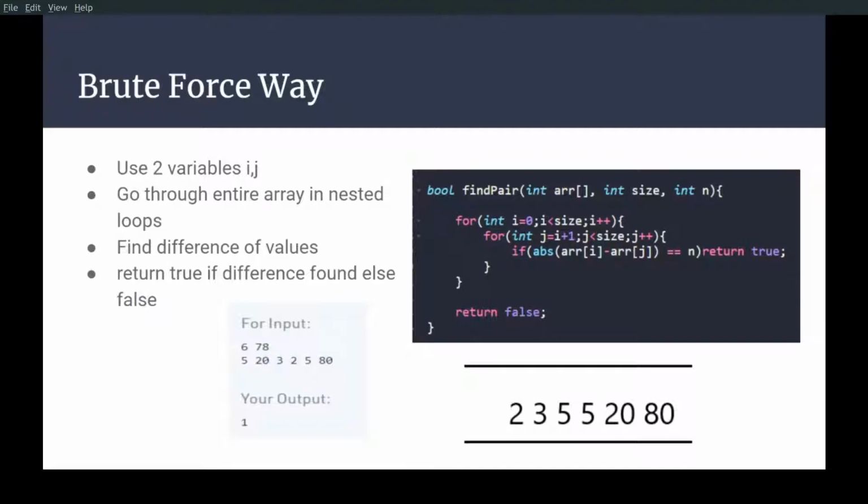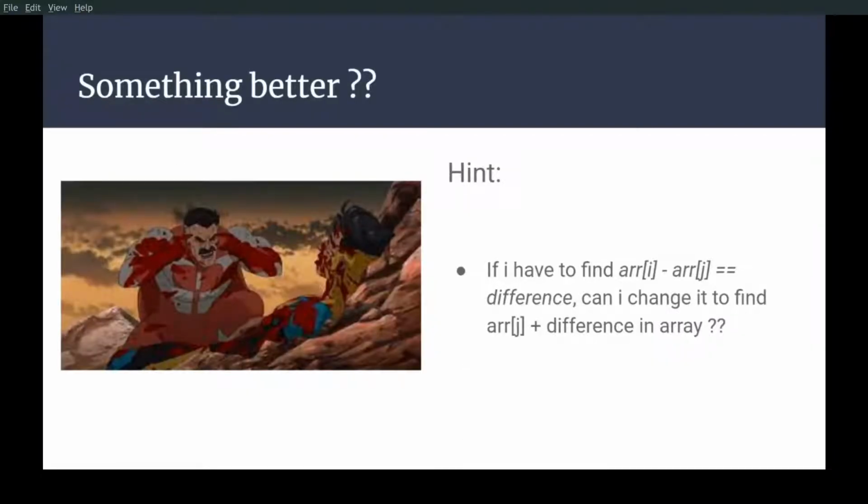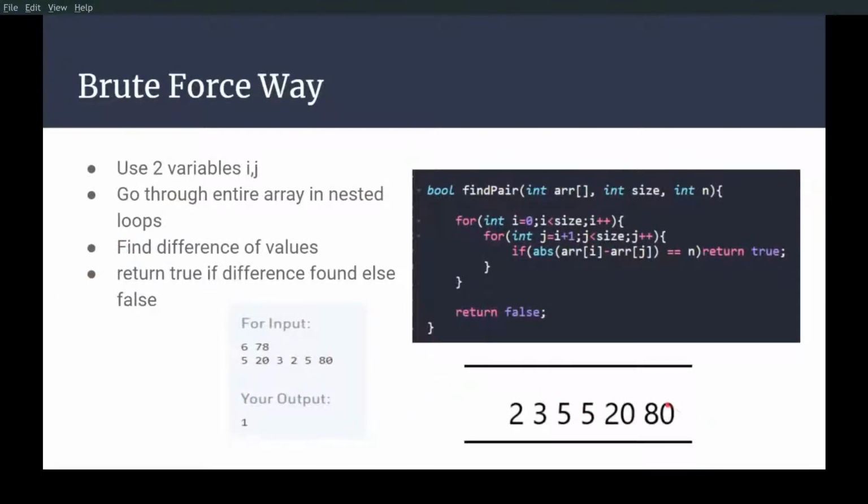How will you converge? We start with two pointers, max and min. Max is at the end of the array, because it's a sorted array, so it will be the highest value. Min will be the lowest value. Let's say the current difference between max and min is diff.